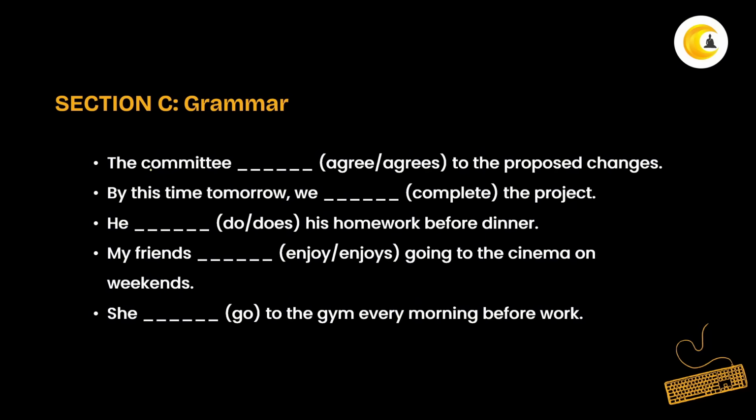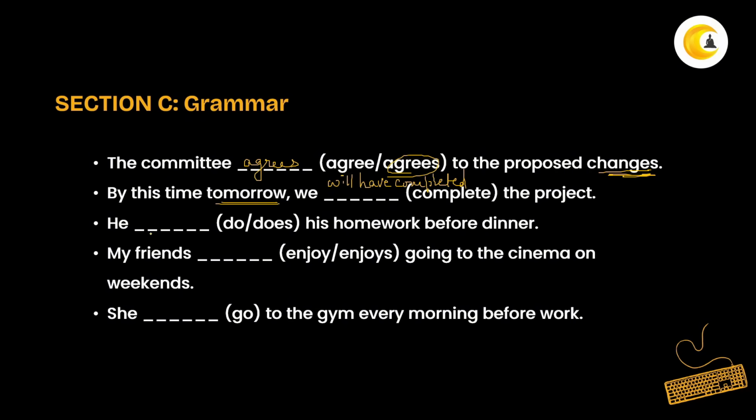Okay. So you see the first one, it says the committee dash agree or agrees to the proposed changes. Now, committee has agreed to what? Proposed changes, plural. So you will have agrees. Okay. So committee agrees to the proposed changes. Next one. By this time tomorrow, we dash complete the project. Now, tomorrow is where? Future, right? So will be there, right? Because it is future. Will be followed by have, followed by completed. V3. Okay. By this time tomorrow, we will have completed the project.